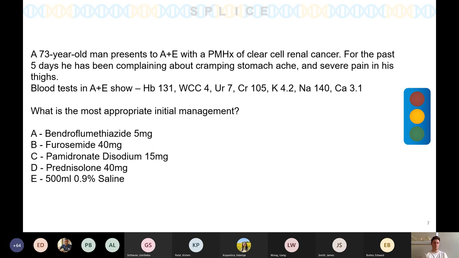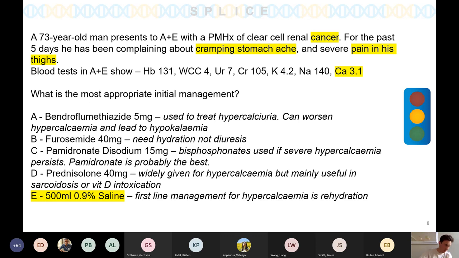Okay, excellent. So again, the majority of you are getting this correct. What we're trying to get at here is that this patient has hypercalcemia. Some of the features are the cramping stomach ache and quite severe bone pain. And when you look at the bloods, they're basically okay apart from this really quite high level of calcium.